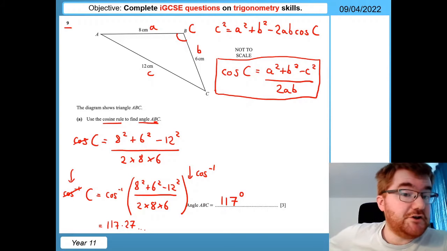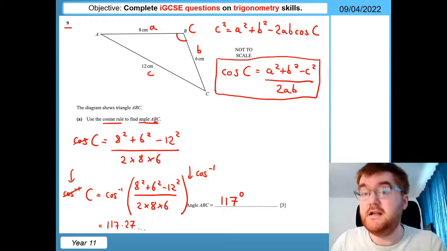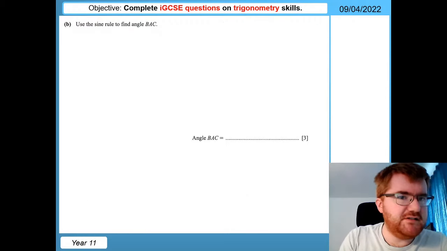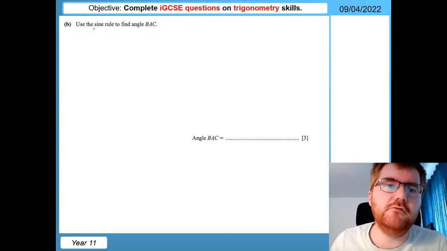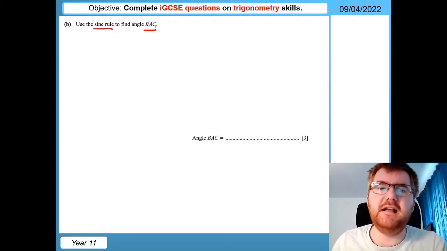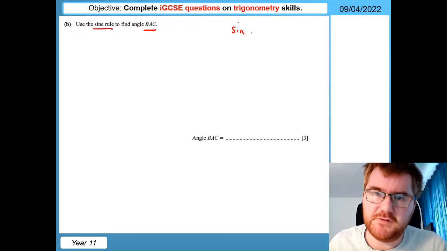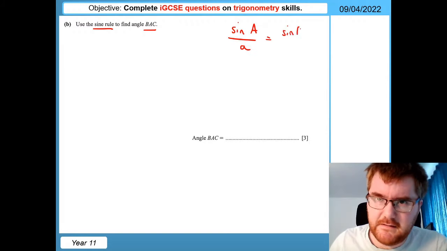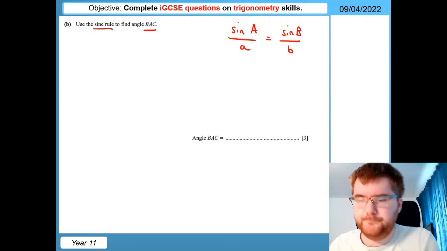It's quite nice in this question because they tell you what rule you need to use in order to work out the calculation. And the next one is also similar. We're going to use the sine rule here to work out angle BAC. So remember the sine rule, sine A over a equals sine B over b.